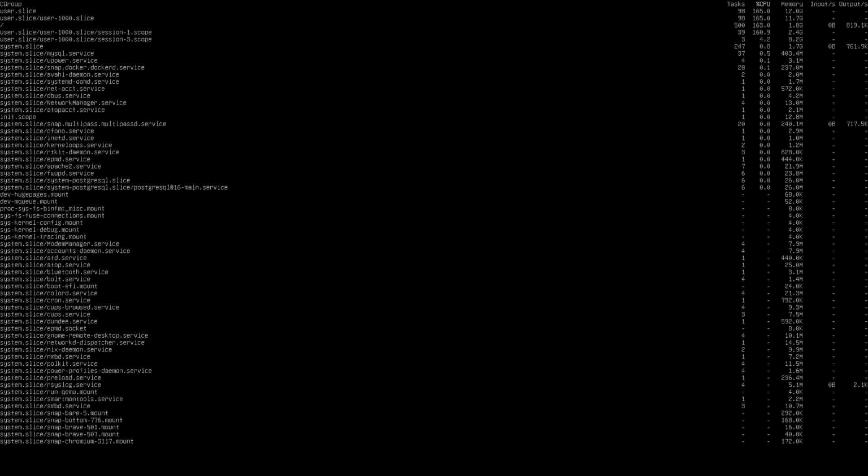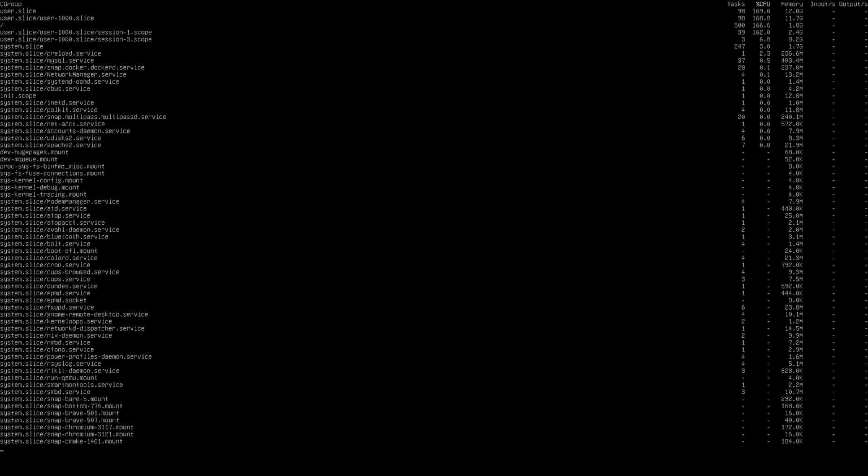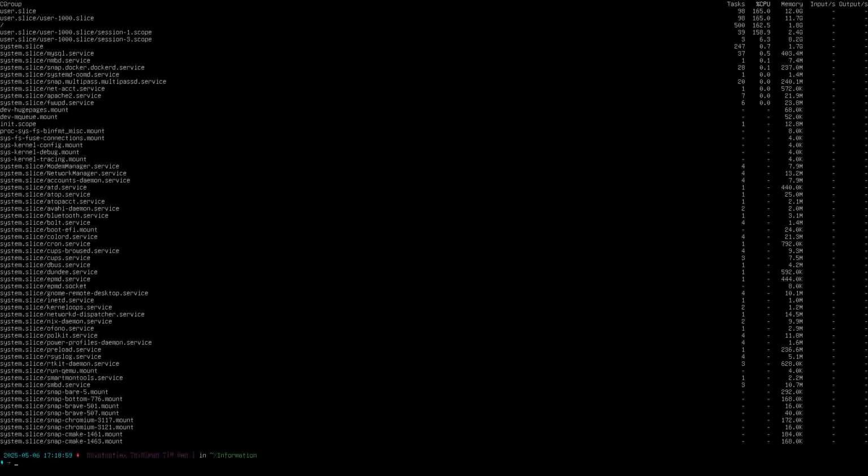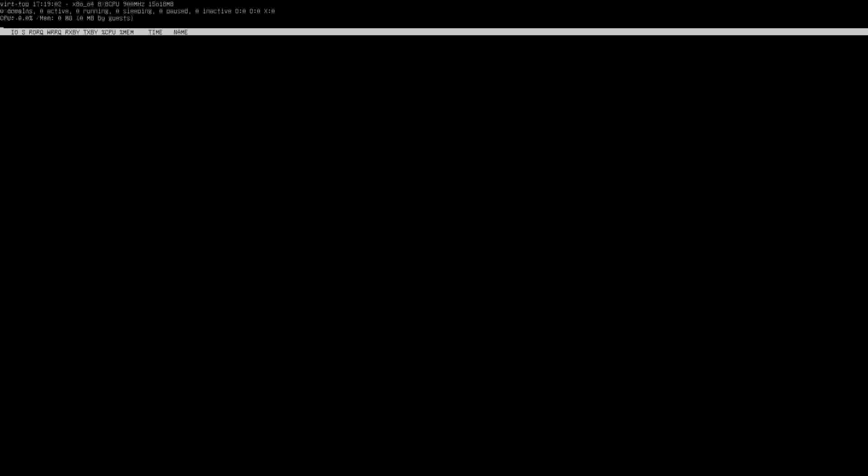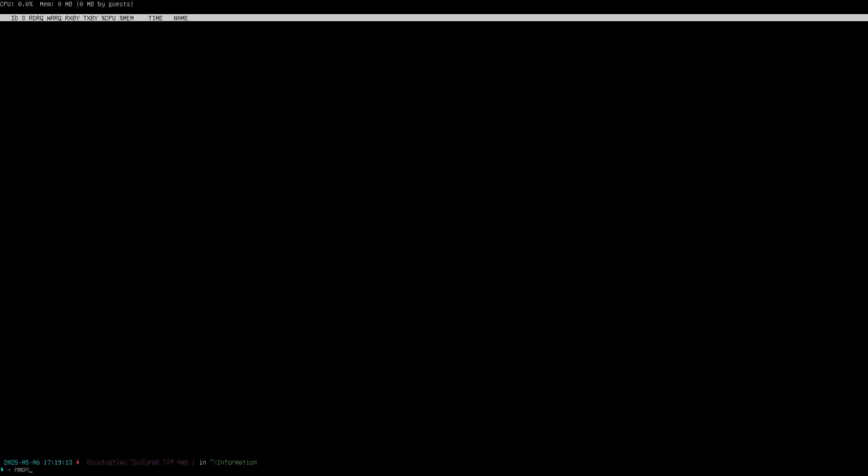I am about to exit systemd-cgtop in the next few seconds. I am transitioning to virt-top. This is for QEMU, and I'm not sure about Docker containers as well, but this is a top command for virtual machines and their processes.